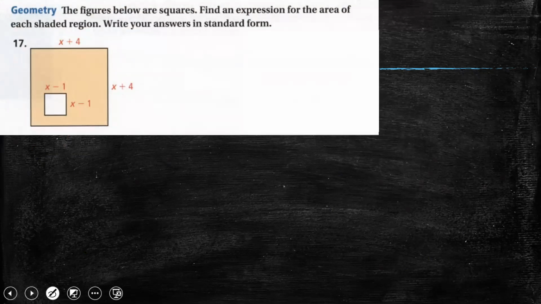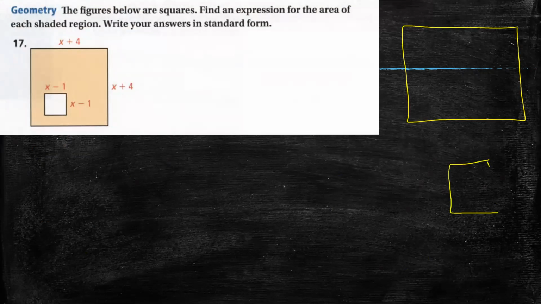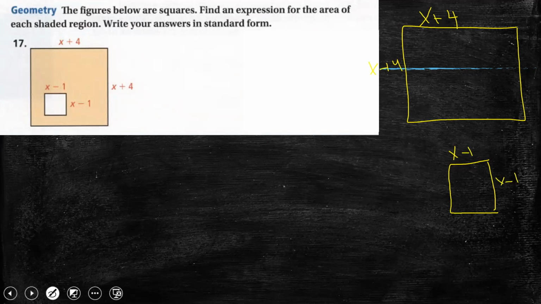Now, this is the big square. Look at the big square now. What is the dimension of the big square and what is the dimension of the small square? The big square is x plus 4, and the small one is x minus 1. Is it right? Yes. Okay. I want now to find the area of the shaded region.